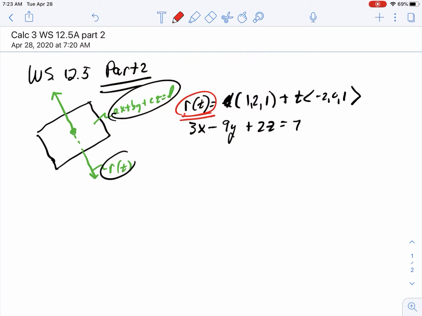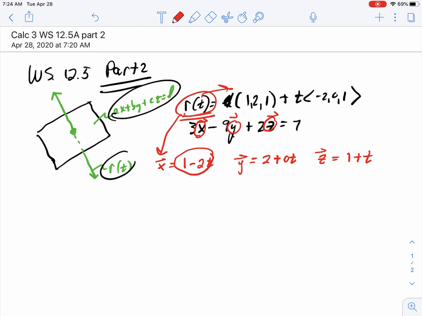So first off, let's look at the equation of the line. It is nice to write it like this because it condenses, but let's break it down and look at the components. For my r(t), my x component is 1 minus 2t, my y component is 2 plus 0t, and my z component is 1 plus t. Well, this is also your x component, this is also your y component, and that's your z component.